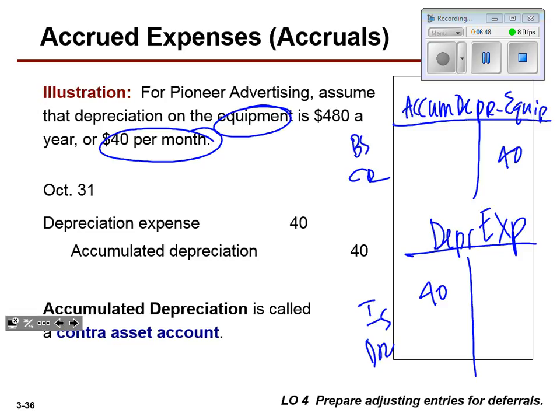Now, the cool thing about this was labeled an accrued expense. So you can tell that most of the debits are going to be expenses, because it's the cost of doing business. It's costing me 40 bucks to have this piece of equipment depreciate in value. It's just like turning on the lights. It's the expense of owning equipment to do business.